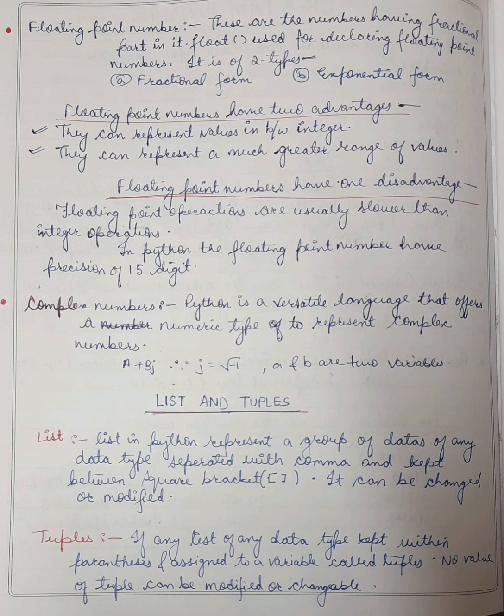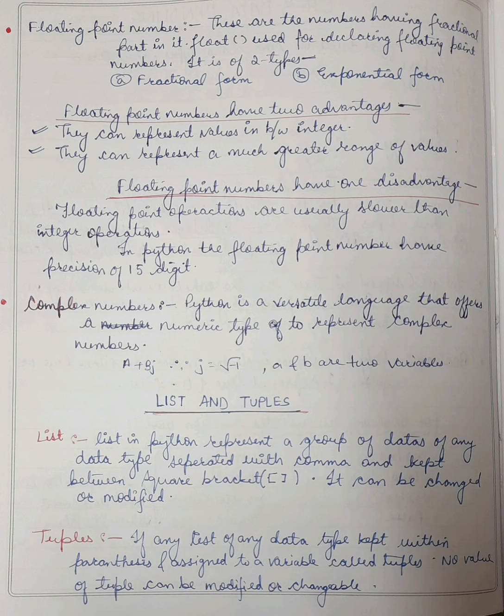Then second, complex numbers. Python is a versatile language that offers a numeric type to represent complex numbers. It is a plus bj, since j is equal to root over minus 1, and a and b are two variables. So now we move on to lists and tuples.